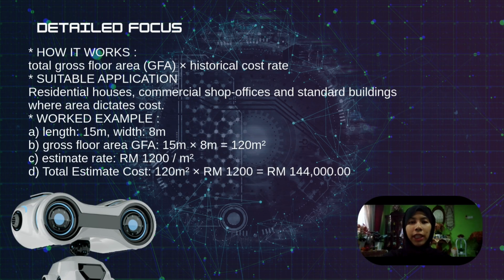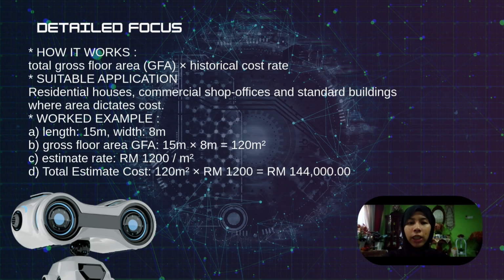Next, I want to explain the detailed focus and a worked example for the floor area method. To demonstrate how the floor area method works theoretically, let's look at a simple example of a single-story terrace house. Assume the building has a length of 15 meters and a width of 8 meters. The calculated gross floor area is 120 square meters.